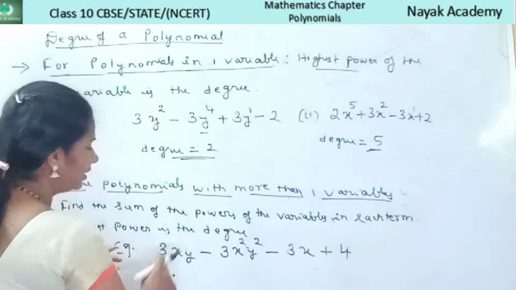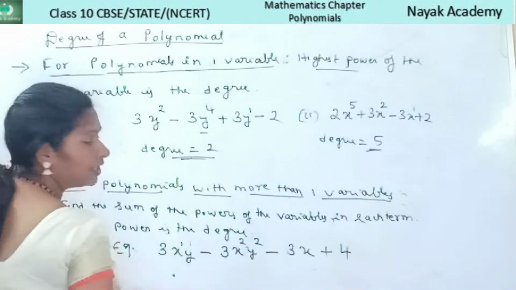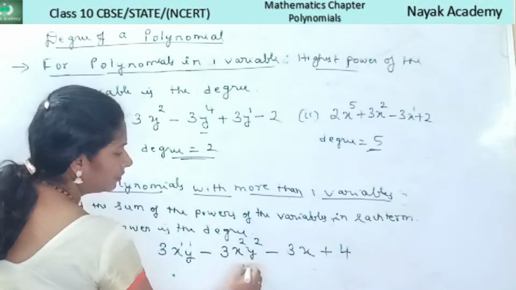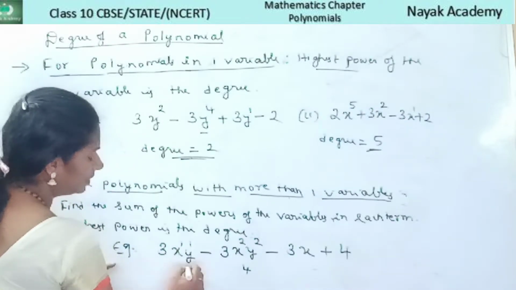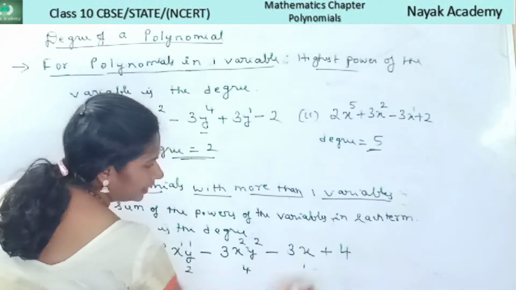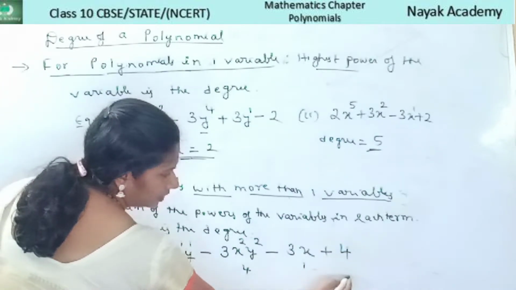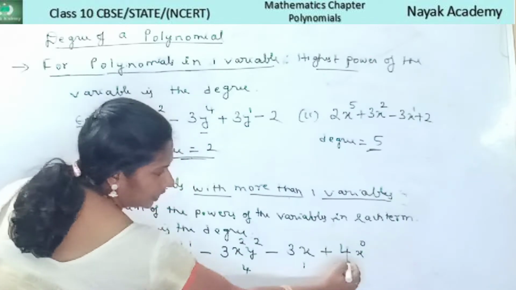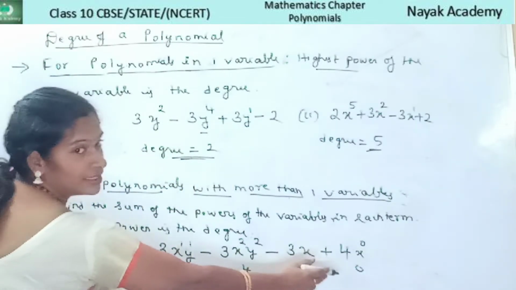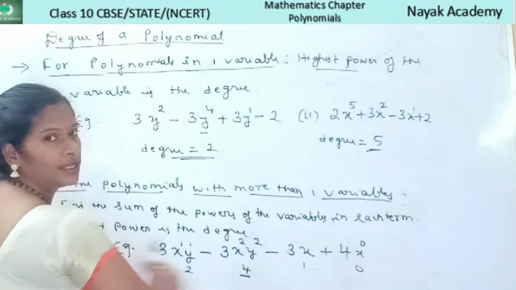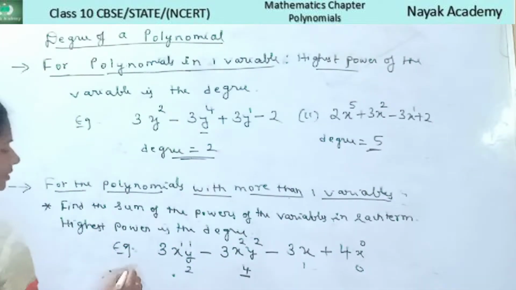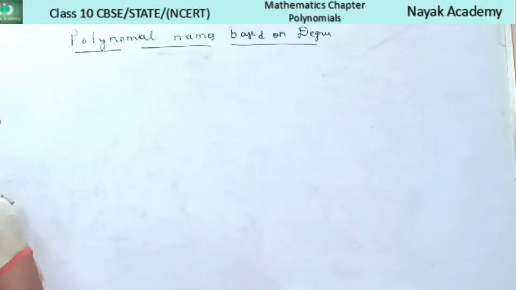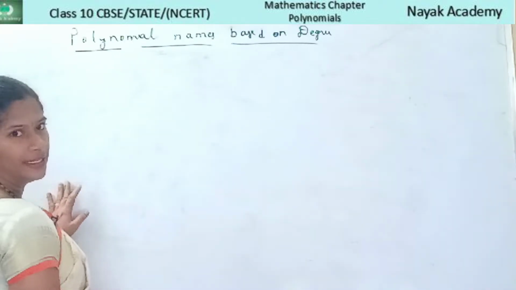Now what we have to do, children? Here we have to add the powers of the variables. 1 plus 1 is 2, and 2 plus 2 is 4. In the first term the degree is 2, in the third term the degree is 1, and in the fourth term the degree is 0. Here you can write x to the power 0. Which is the highest number? It is 4. So the degree of this polynomial is 4.